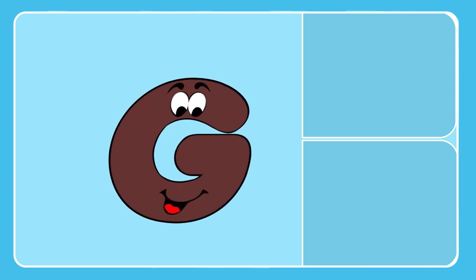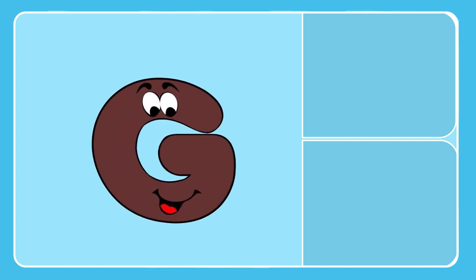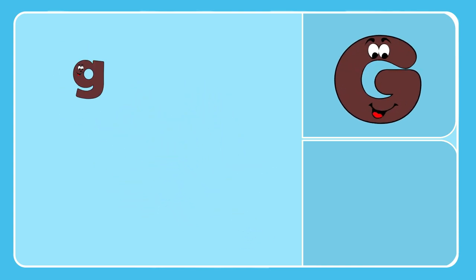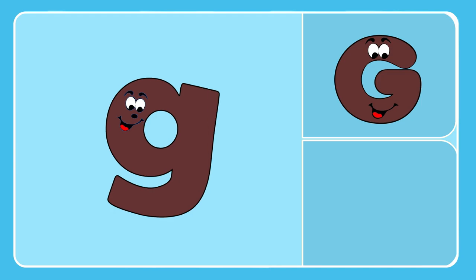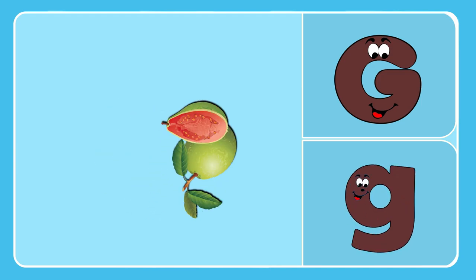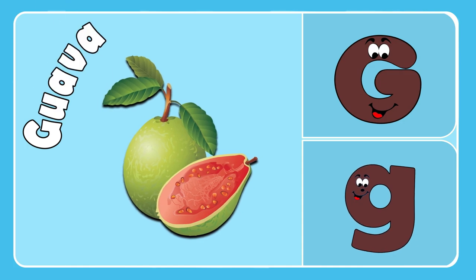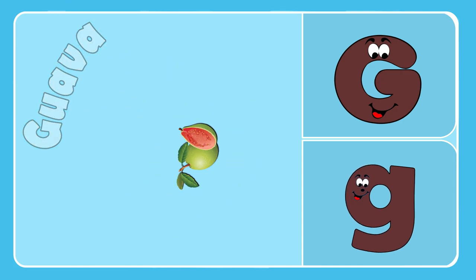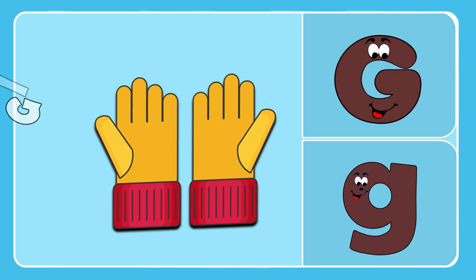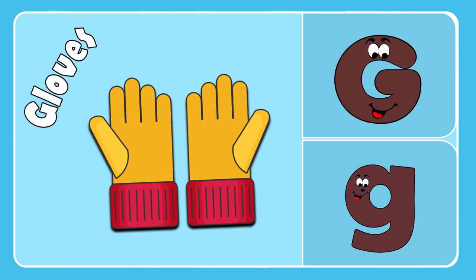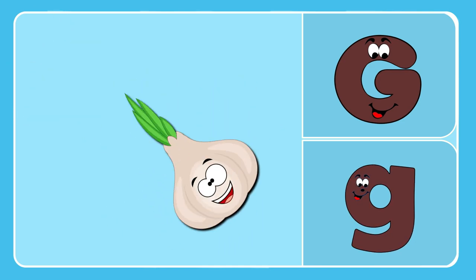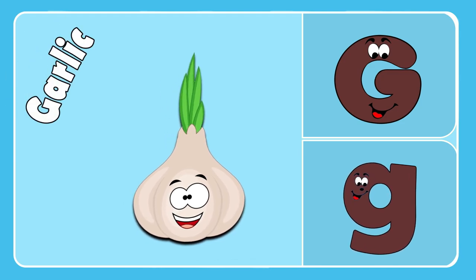Today we will learn alphabets and their sounds. Have you ever seen the letter G? Hi, I'm letter G and my sound is G, G, G. Guava, G, G, guava. Gloves, G, G, gloves. Garlic, G, G, garlic.